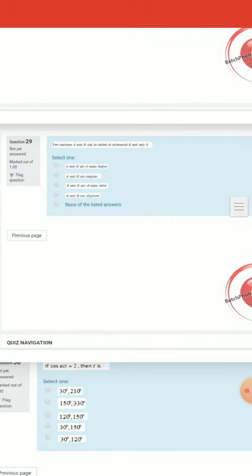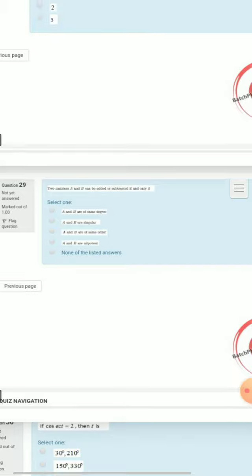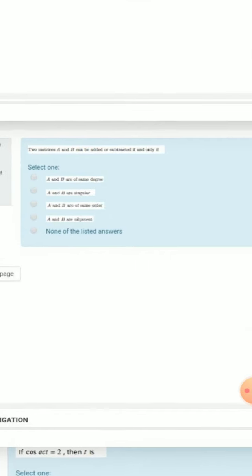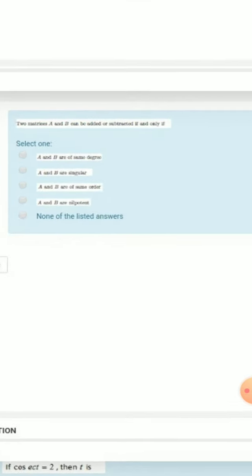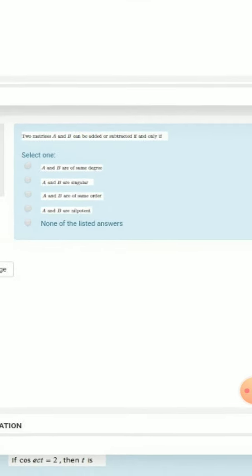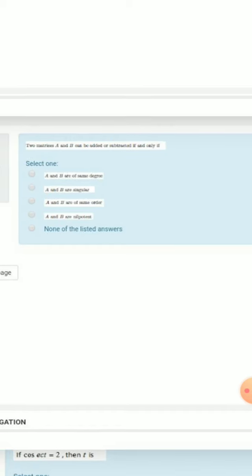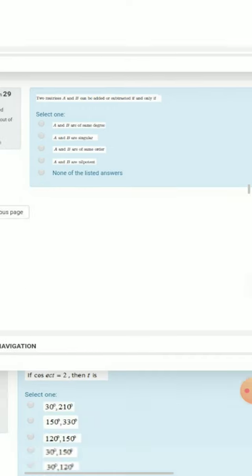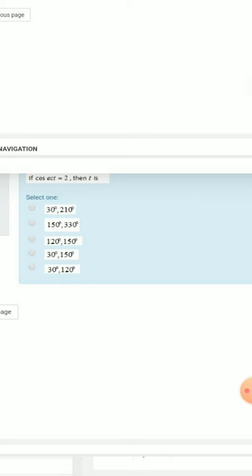For this one, we have 2 matrices A and B are added or subtracted if and only if they have the same order. The only way you can add or subtract 2 matrices, they must have the same order. So the answer there is C. I'm going to stop with this one in this video.